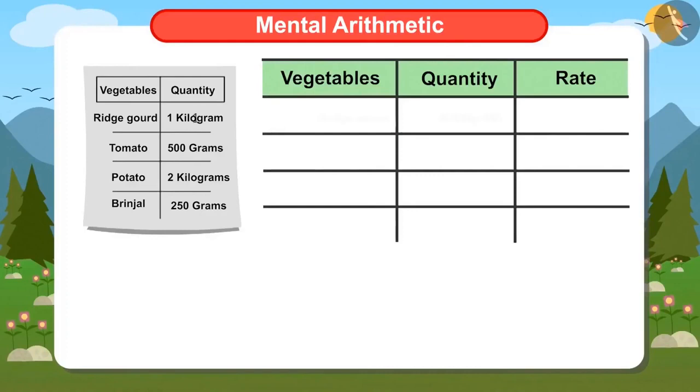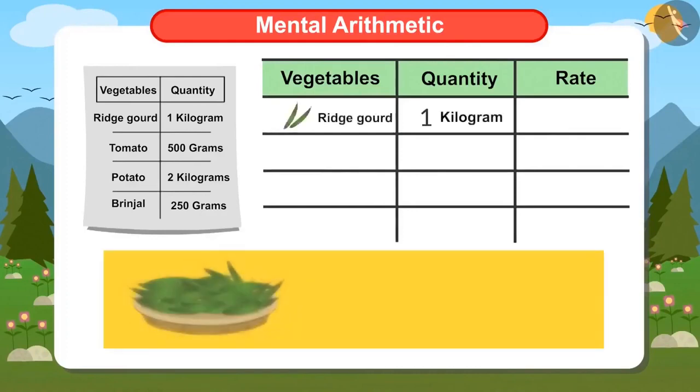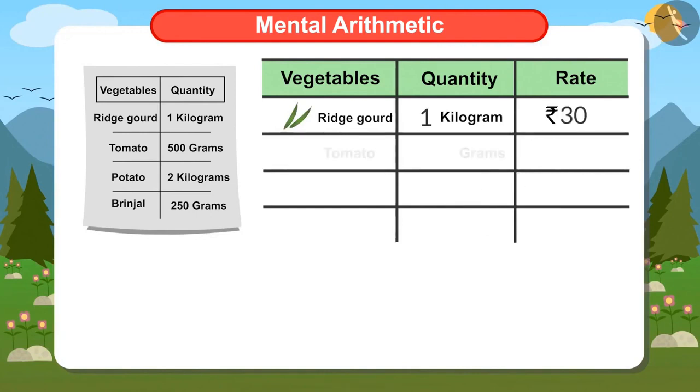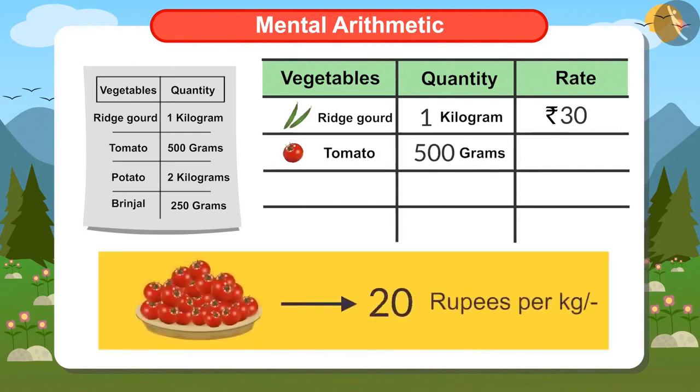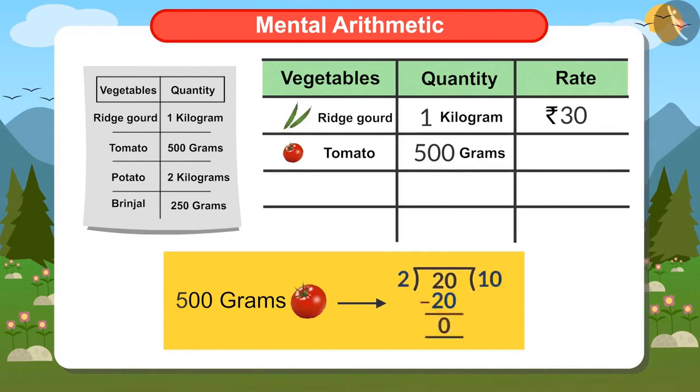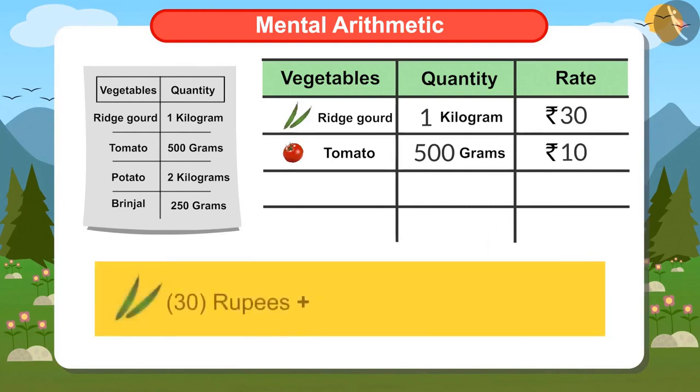I have bought a kilo of ridge gourd. The price of ridge gourd is 30 rupees a kilo. Hence, I have to pay 30 rupees for the ridge gourd. I have also bought half a kilo of tomatoes, and the price of tomatoes is 20 rupees a kilo. This means that to know the cost of half kg of tomatoes, I have to divide 20 by 2. 2 tens are 20, which means 10 rupees is the cost of half kg of tomatoes. Ridge gourd and tomato cost 40 rupees.